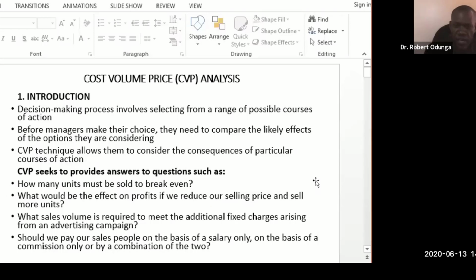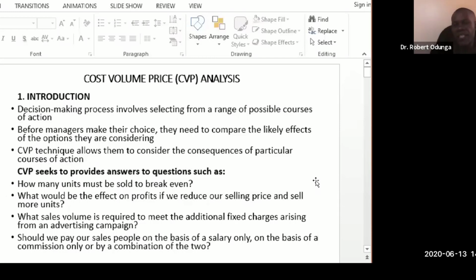All right. So you are recovering the cost you have incurred first before you start earning profit. That's why we say profit is the difference between revenues and the cost incurred to generate those revenues. So if you have a zero profit, then it means sales or revenue are equal to costs. Okay. So you need to know the number of units that need to be sold for you to break even.